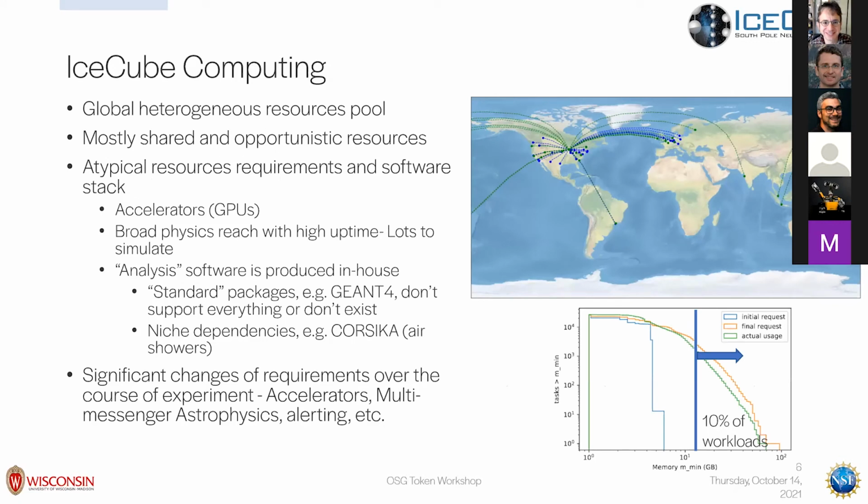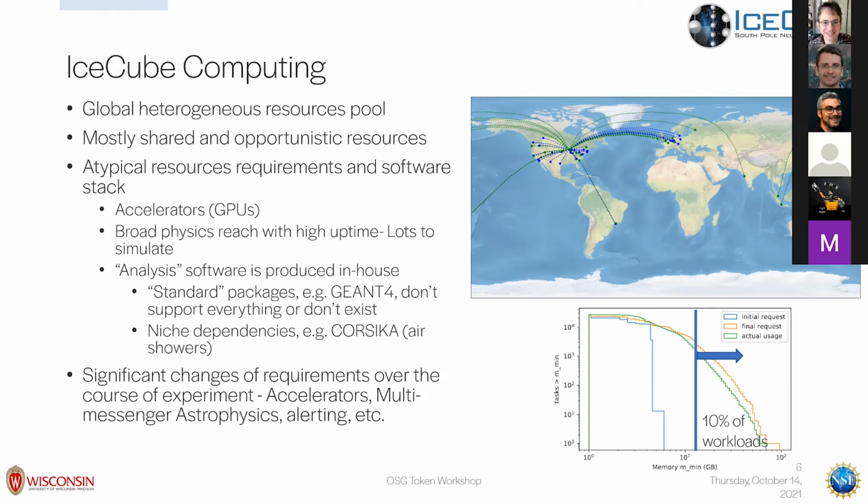So how we compensated for this is that we have a heterogeneous global resource pool, similar to all the other experiments that are going to talk here today. But what is different is we don't have a lot of dedicated resources. We mostly operate on shared opportunistic resources. That means OSG and EGI are our biggest contributors, but we also have folks with local clusters that are not hooked up to OSG or EGI. Again, one of the big things is that we use GPUs for our simulation, and that is one of the biggest hurdles for us.